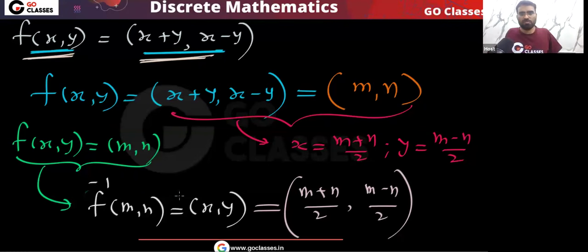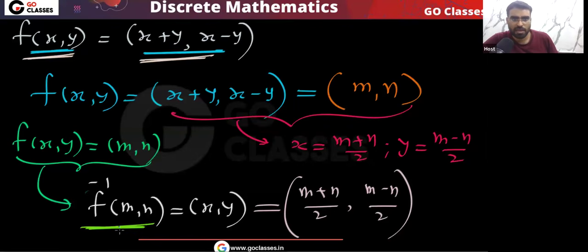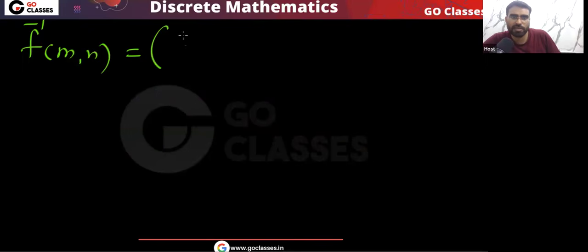Okay, yes or no? Is this clear? So finally, this is what I got: f inverse of (m comma n) is equal to (m plus n) by 2, (m minus n) by 2.